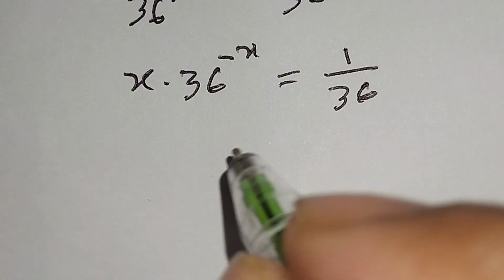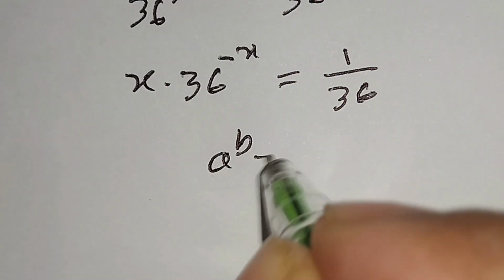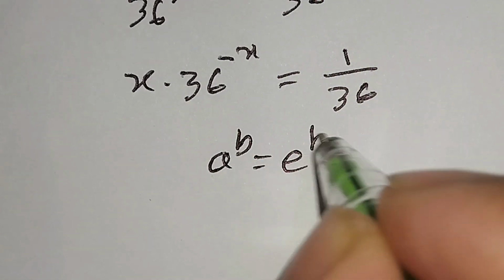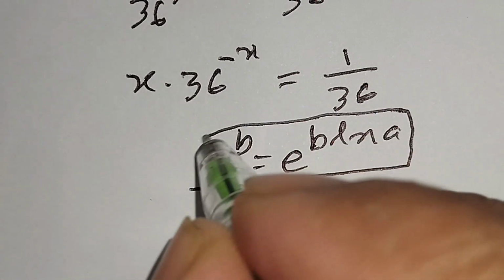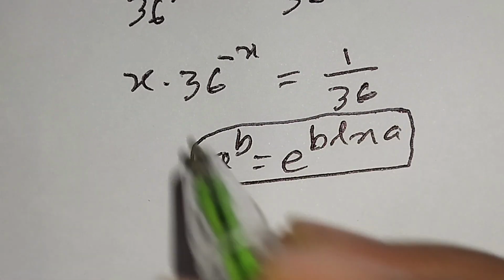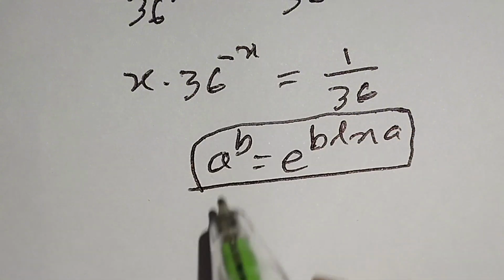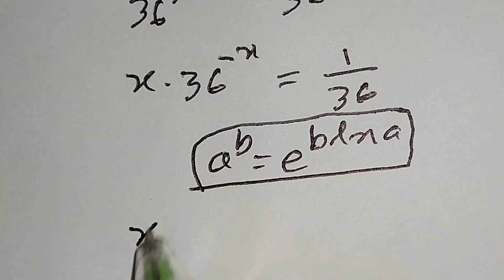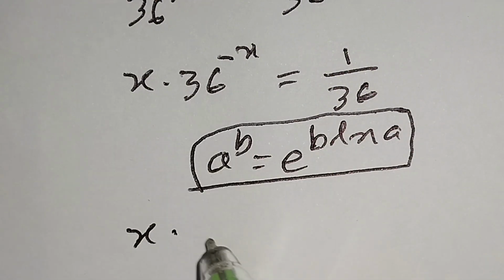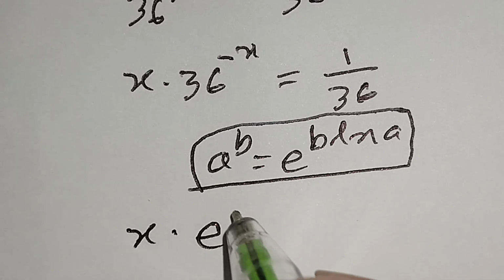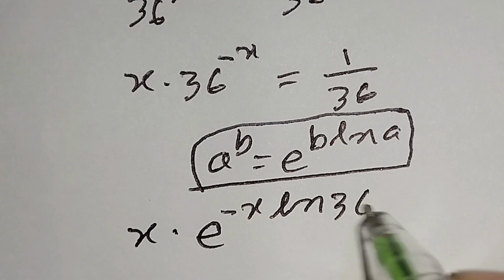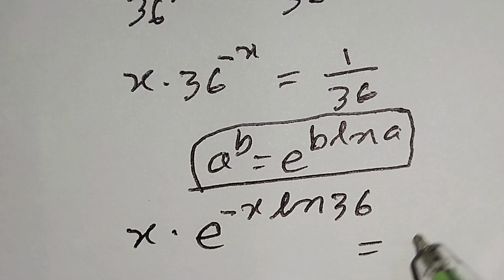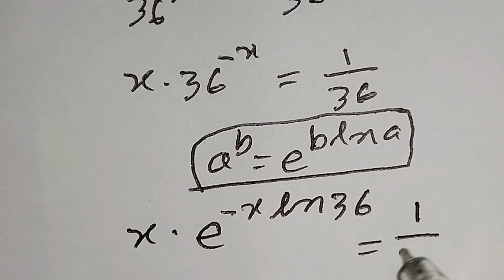We know a to the power b is equal to e to the power b ln of a. According to this formula, we can write this 36^(-x) as e to the power negative x ln 36, so x times e to the power negative x ln 36 is equal to 1 over 36.